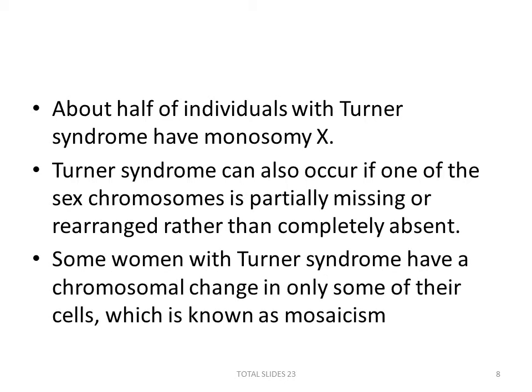Some women with Turner syndrome have chromosomal changes in only some of their cells, and this is known as mosaicism. So the mosaicism of Turner syndrome is very common, more common than in Down syndrome. But in fact, whenever people talk about mosaicism, the best example they mention is Down syndrome.